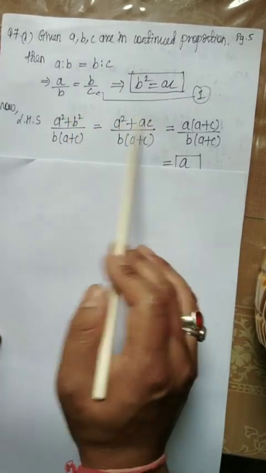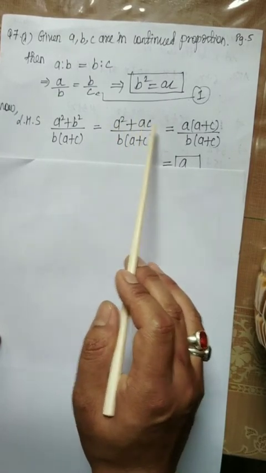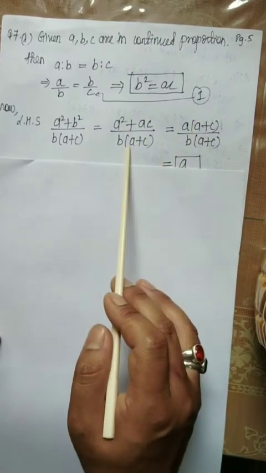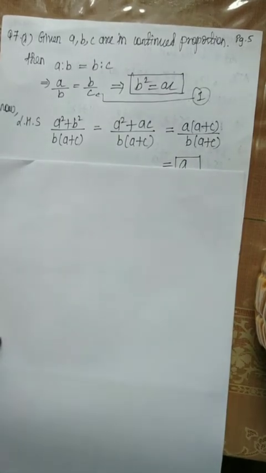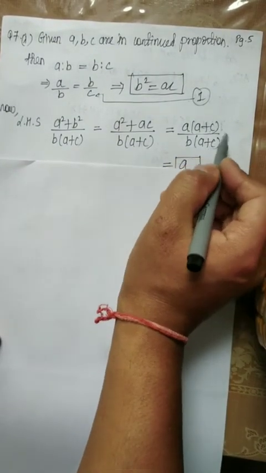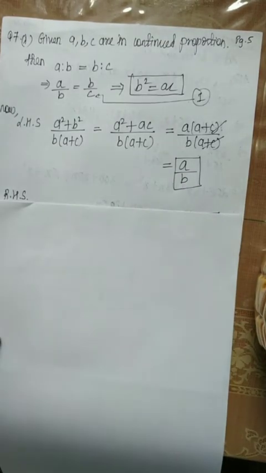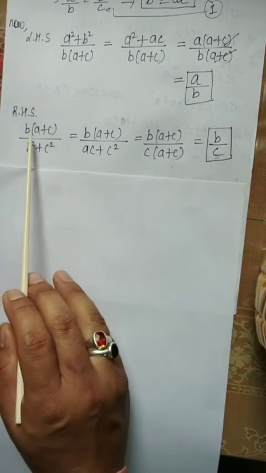That is AC. Now from here I can see that A is common. Take A common. So within the bracket I'll be getting A plus C, divided by the denominator as it is. So A plus C gets cancelled out here. A plus C and A plus C get cancelled out. So hence I get A by B. This is my left hand side. Let us see our right hand side now.